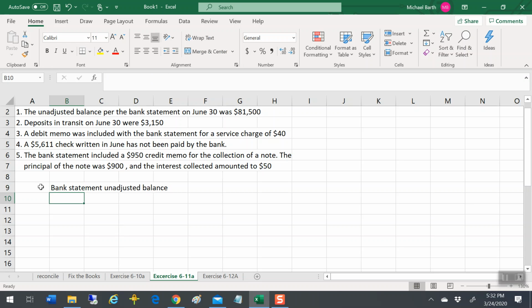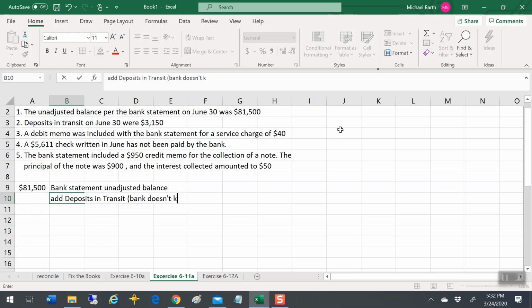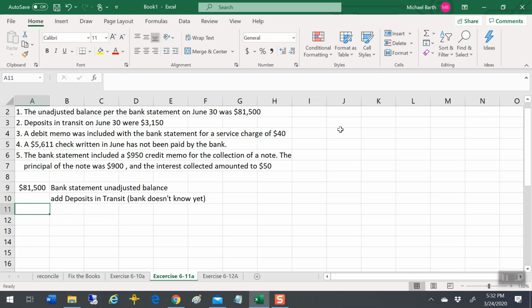Okay, so let's start with the bank statement unadjusted balance. Unadjusted means that's what the bank says before we make changes. $81,500. Okay, that's a lot in the bank, right? Deposits in transit. So we want to add deposits in transit. The bank doesn't know yet. $3,150.